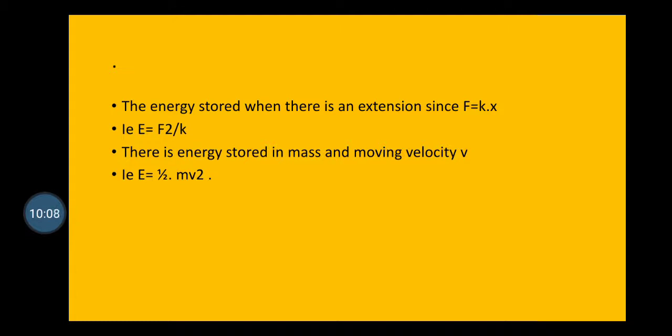There is also energy stored in mass. It is moving with a velocity v. The energy being referred to as kinetic energy is released when it stops moving. That is E = 1 by 2 m v square.